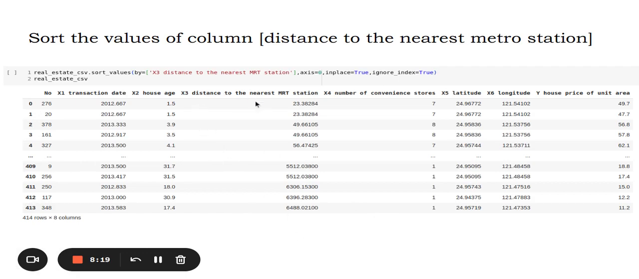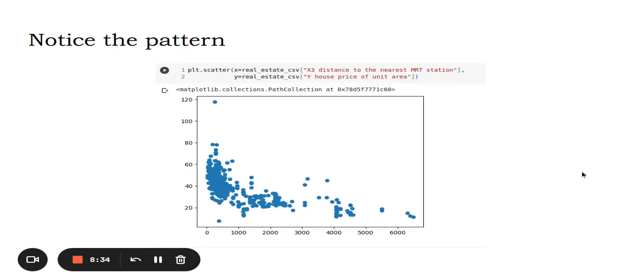Now we want to see the pattern between the sorted distance to the nearest metro station and the corresponding housing price. You can already see that there is some kind of negative correlation. Let us see the plot. So in the plot also we can see a negative correlation between the distance to the nearest metro station and the housing price. How have we created this plot? We have created this plot by using matplotlib.pyplot.scatter. We use scatter, in which in x we provide the distance to the nearest metro station, in y we provide the house price per unit. So negative correlation, distance to the nearest metro station is increasing, the price is decreasing. So we can plot a line to approximate this correlation, which is the regression line.